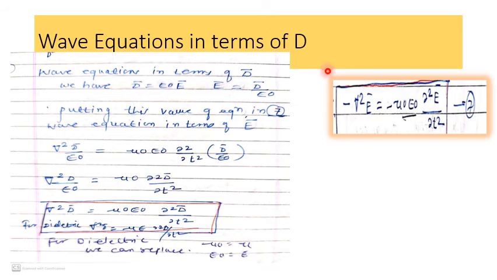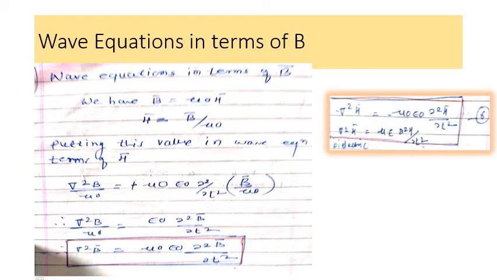So very easy. If we have derived the wave equation in terms of e bar, only put the value of e bar from the relation d bar is equal to epsilon 0 e bar, that is d bar upon epsilon 0, filled in here. Okay, some terms of epsilon 0 get cancelled, and mu epsilon 0 goes to the other side. Okay, so these are called the wave equation in terms of d bar.